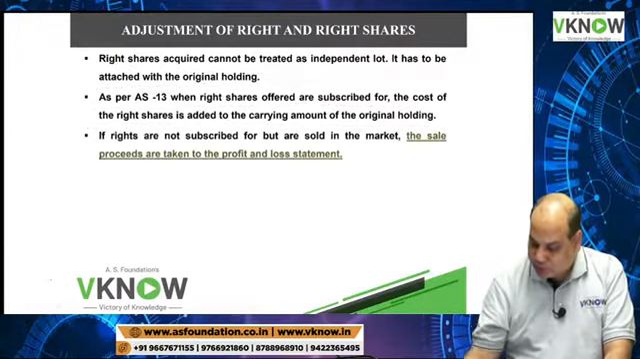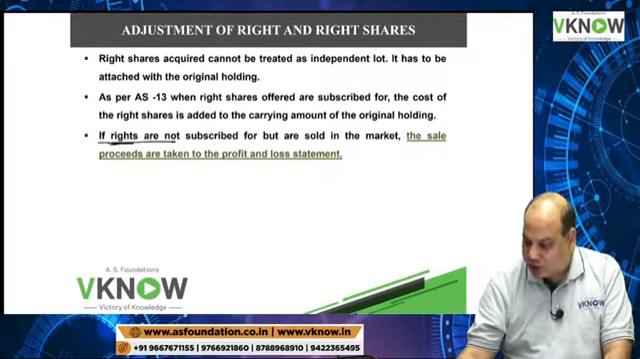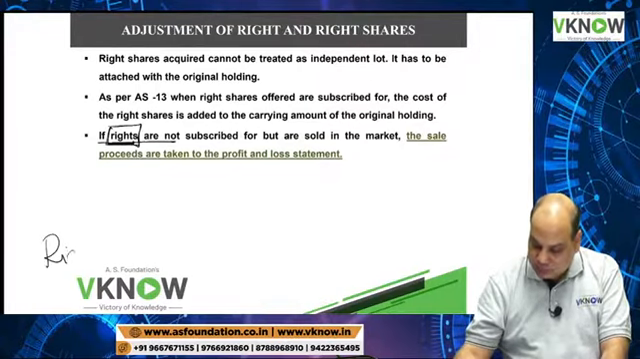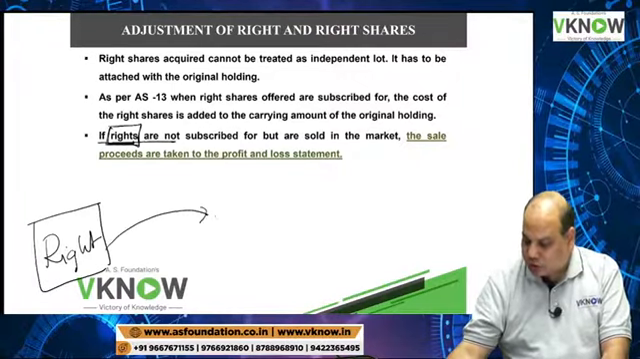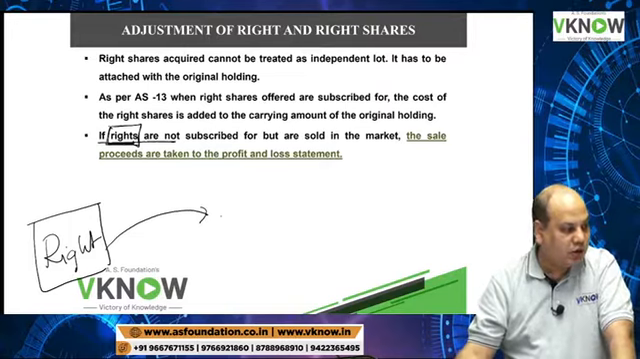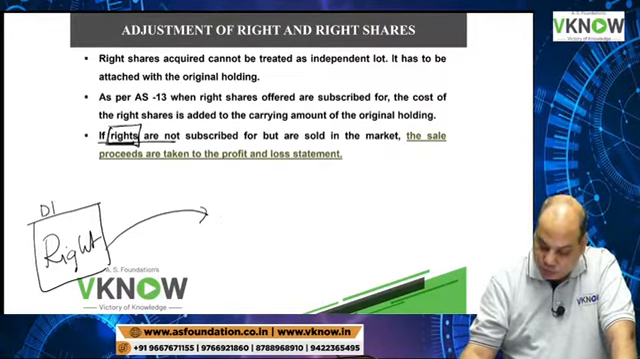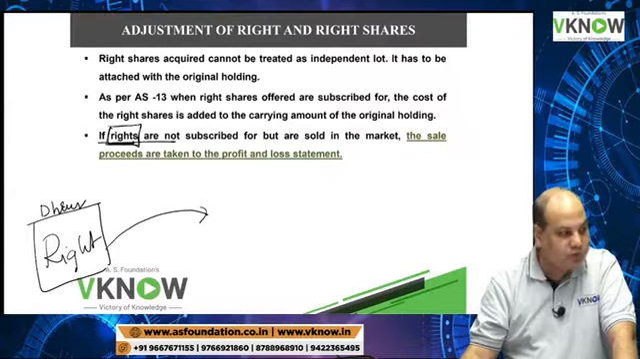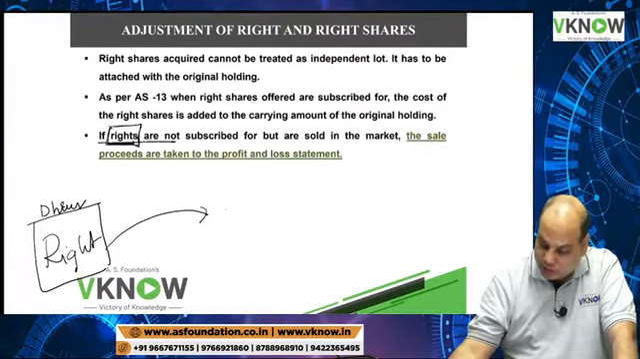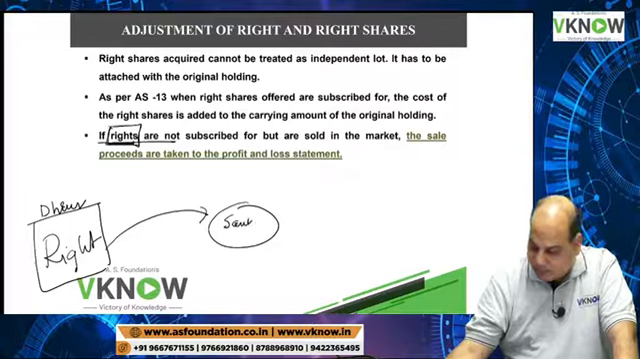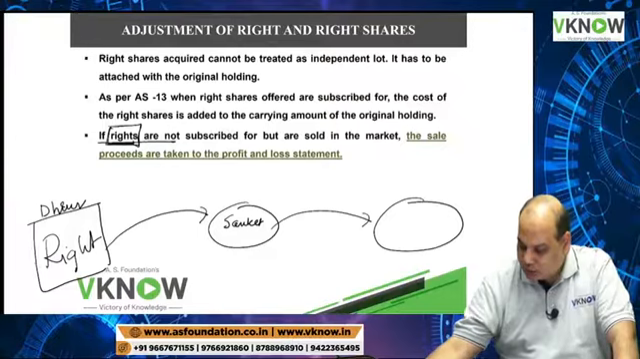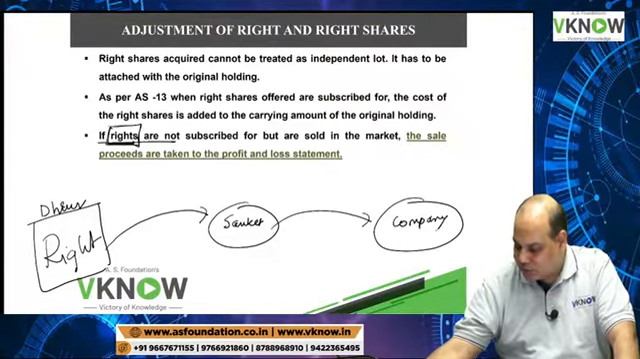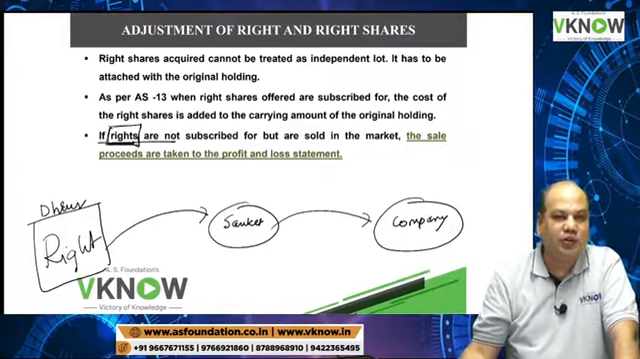But now there is a problem. The investor can sell the rights. This right is one separate instrument. You can sell it to others. Suppose Dhruv gets the right, then Dhruv can sell it to Sanket. And then Sanket can apply to the company and Sanket will purchase the share from the company.